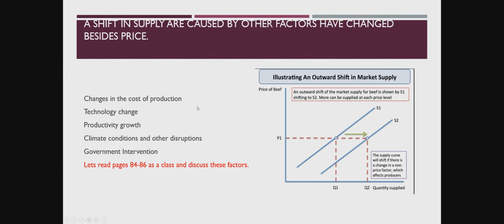Changes in cost of production. As a result of being able to reduce their costs on the weekend to produce goods and services, they might be willing to supply more at any given price because now it's more profitable.